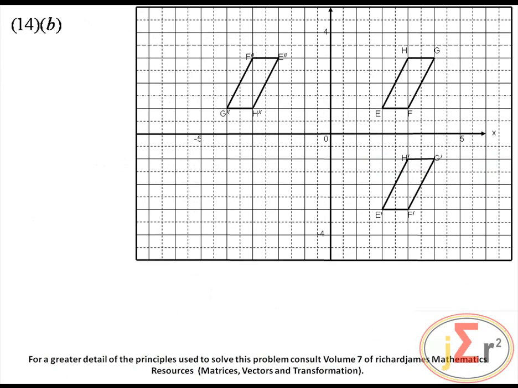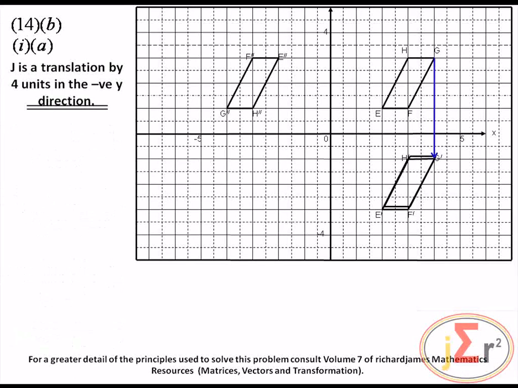In the diagram, a parallelogram EFGH and its images after undergoing 2 successive transformations are shown. So we are going to describe in words the geometric transformation J, which maps EFGH to E prime, F prime, G prime, H prime. So the one that maps this one to this one. Notice that that one goes right down there. So we are sure J is a translation by 4 units in the negative y direction.